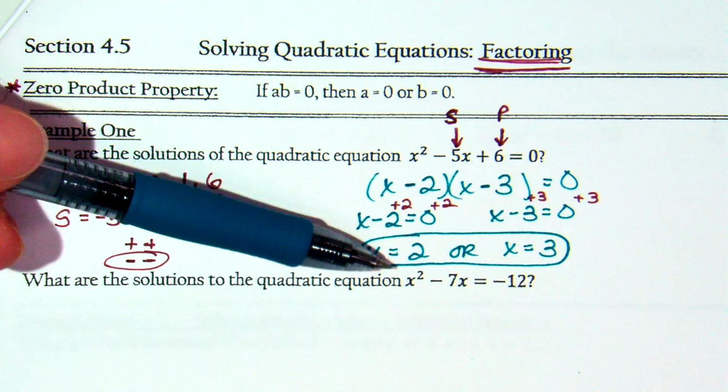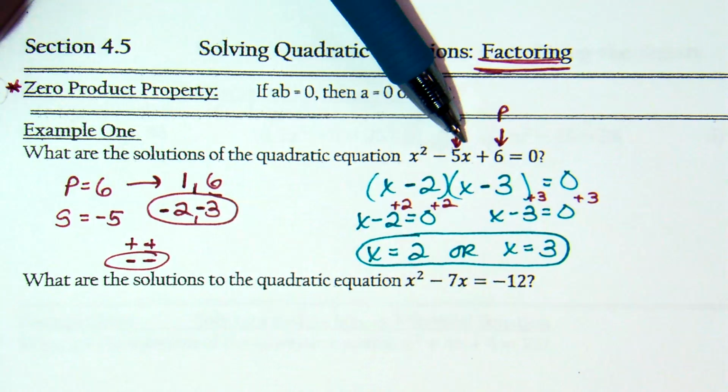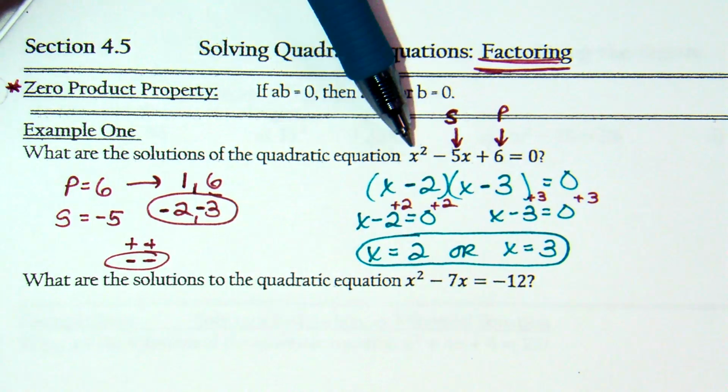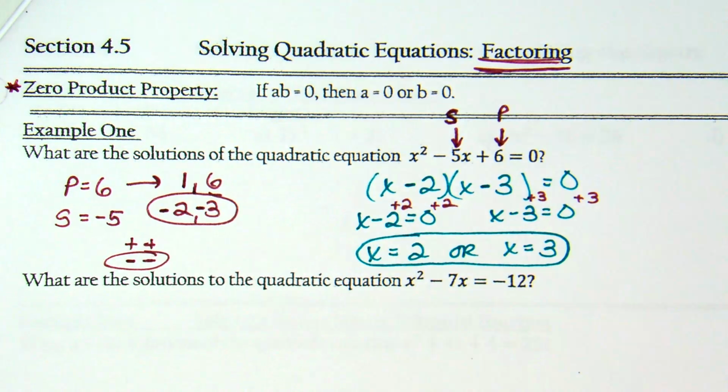Could I check these answers if I wanted to? Yeah. You could put 2 back in here. 2 squared is 4, minus 10, negative 6, plus 6, 0. You could put 3 in. 9 minus 15 plus 6. You see how I'm plugging those numbers back in? I'm not saying you have to do a check every time, but it's an option.